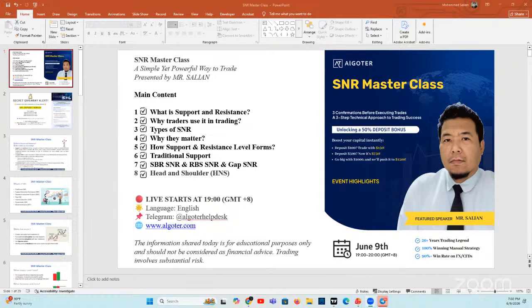Okay, guys. Tonight is a review about support and resistance or SNR, why traders are using it, types of SNR, why they matter, how support and resistance levels form, and the traditional SNRs. There is the traditional SNR, there is an SBR, an RBS, and a gap SNR, head and shoulders, and other things. Okay, so let's start, guys.